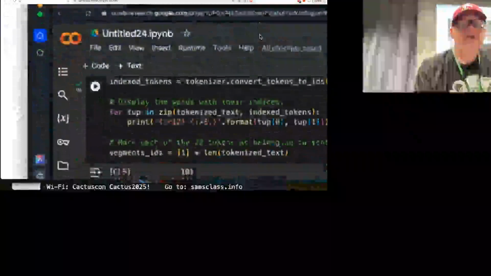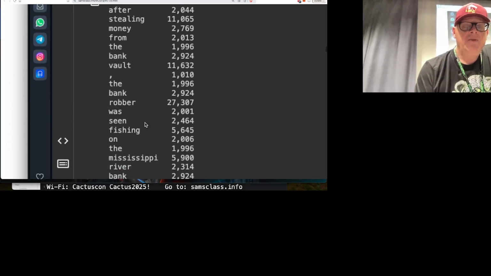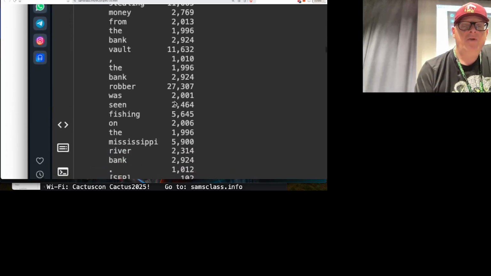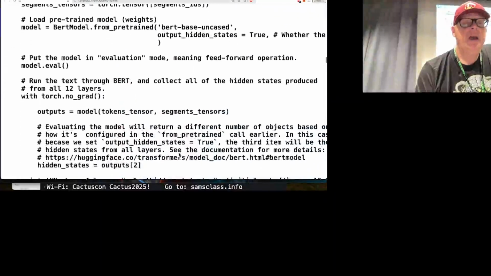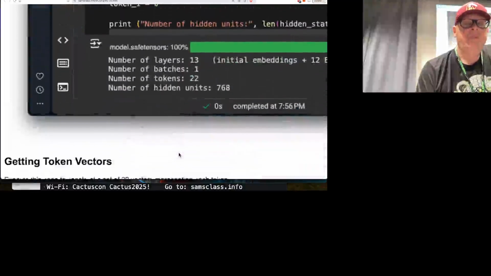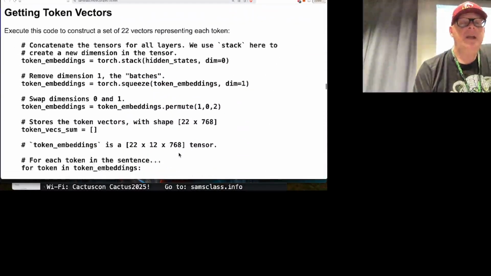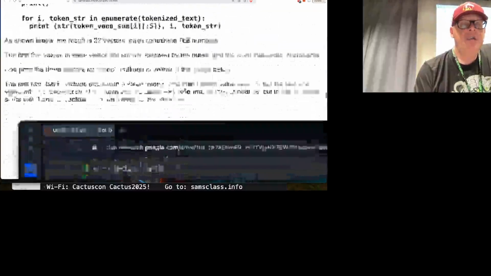All right, so we can tokenize that, as we did before. So you have a start separator, then the word bank is 2924, and the word bank again here is 2924, and the word bank here is 2924. So it's just assigned them numerical values. Now we can embed these words with BERT. And you embed them, now we can get the vectors representing the tokens. And you'll see the vectors here.